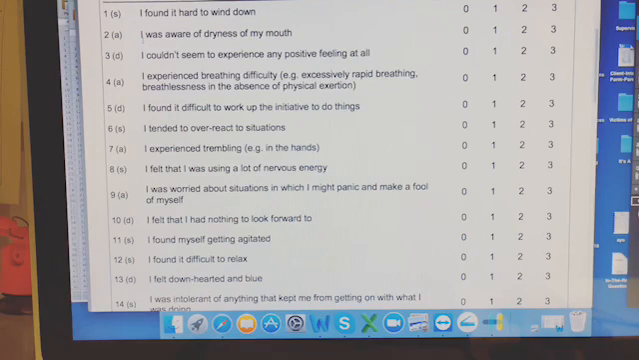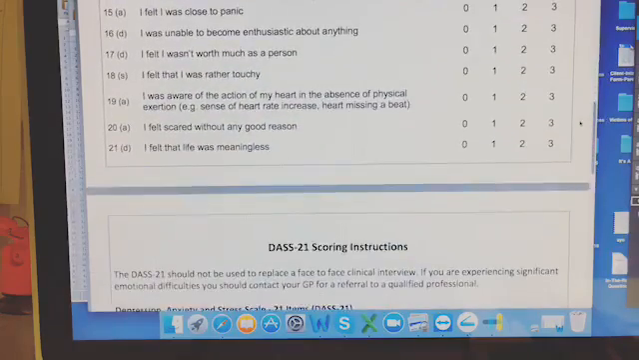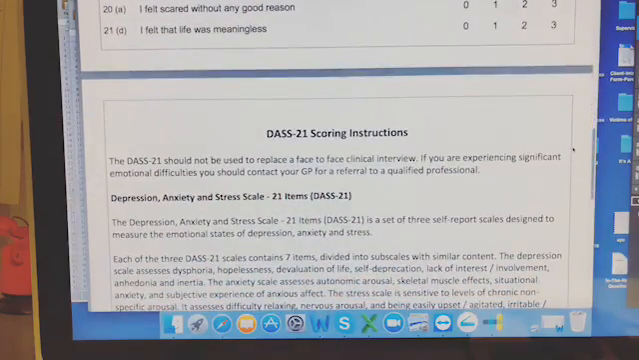This question here, I was aware of dryness of my mouth. So sometimes that can be due to medication if you're already taking some medicine. But what we're really looking for here is to try and identify whether or not there's a sign or symptom that might be associated or attributed to anxiety or stress. So it only takes a minute to do these questions, and then what happens is we get a score.